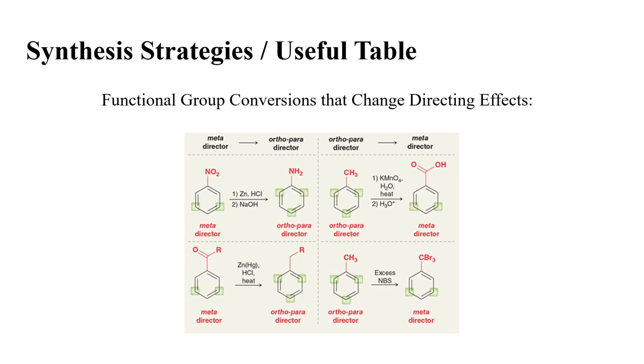Now, sometimes you might have to change the directing effect for a group. For example, NO2 is a meta director, right? But you can actually manipulate an NO2, reduce it down to NH2. We saw that in the previous videos. And an NH2 group is now an ortho para director. And you could take advantage of that when you're trying to do a synthesis. You can change the directing effects of a substituent to be able to synthesize various compounds that are benzene derivatives, right? And here's just a table showing you how you can modify a bunch of directing groups to different types of directing groups, okay?